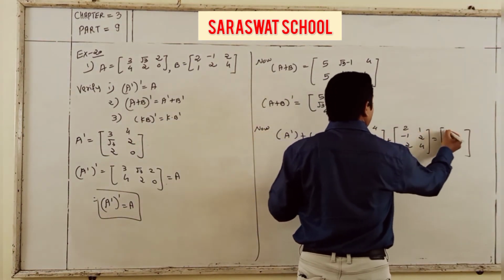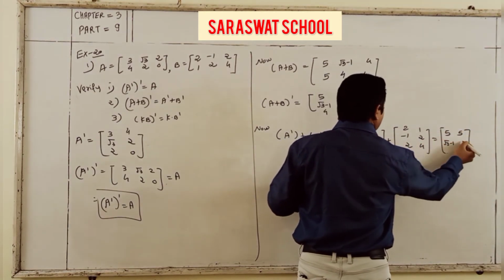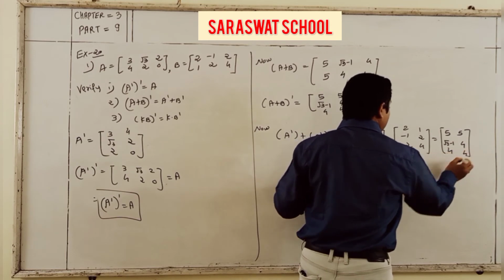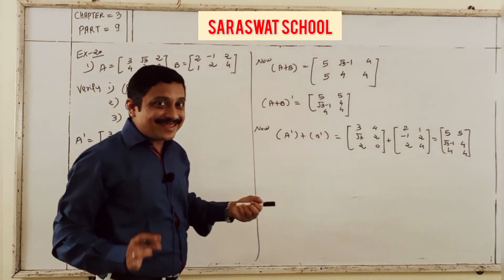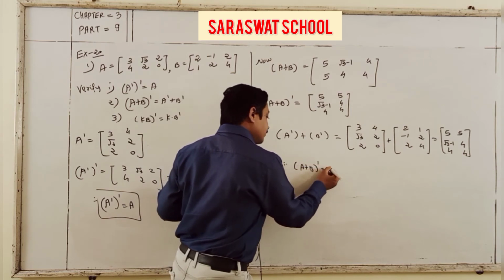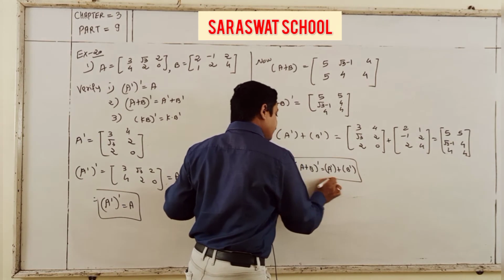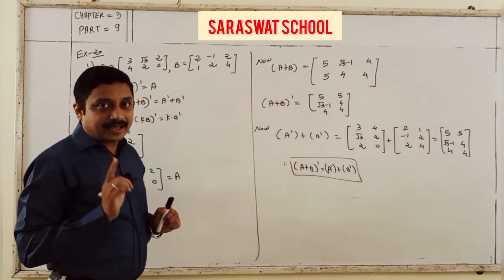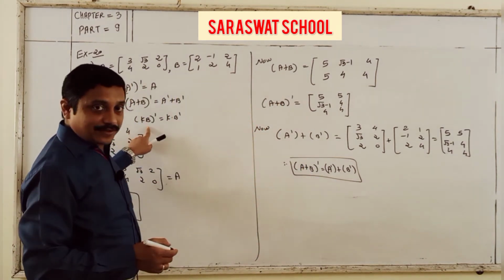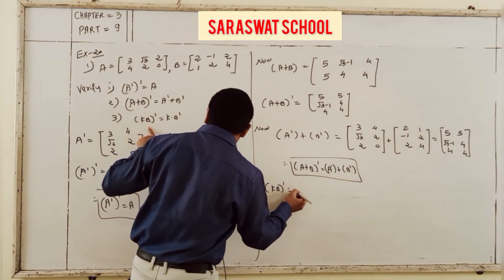3 and 2 5, 4 and 1 5, here root 3 minus 1 2 and 2 4 and 4 last 4. Check, it is the same. Yes, so (A plus B) complement is A dash plus B dash. That's my answer.